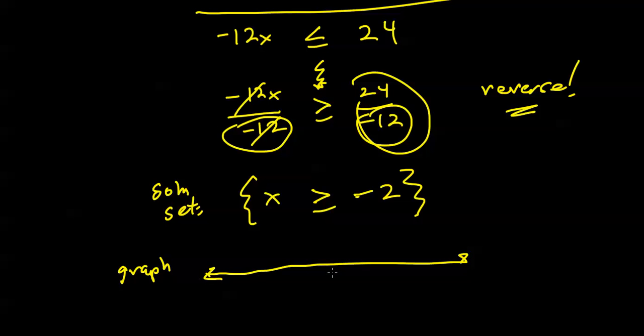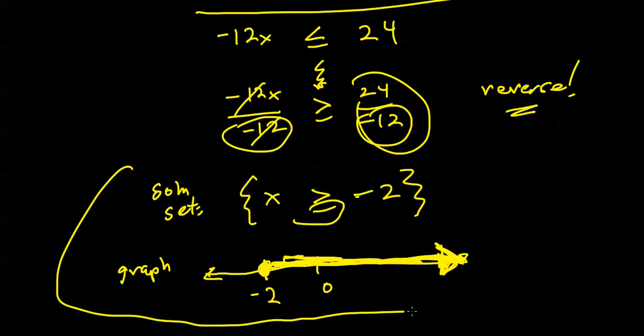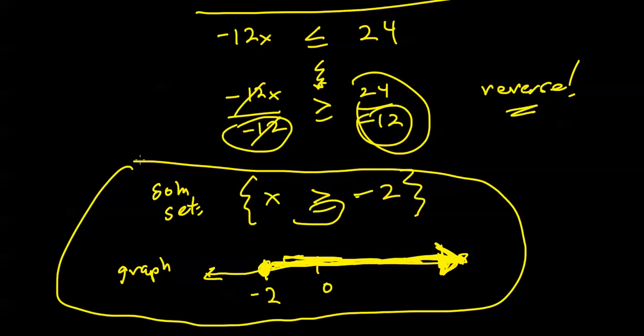So I'll draw 0 as my milestone. Negative 2 is just left of 0. And greater than means to the right of. Notice we've got an equality here, which means the boundary value of minus 2 is included. And shade in everything to the right, all the way to positive infinity, with a nice big bold arrow. Everything to the right of minus 2, including minus 2. So there's my solution set, and there's my graph.